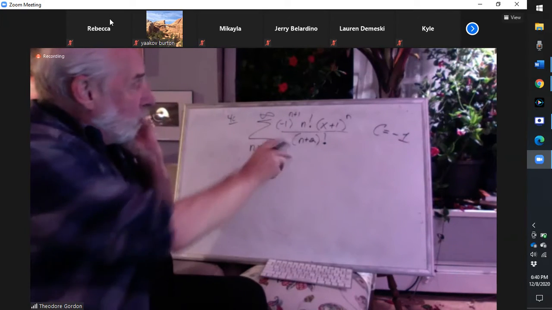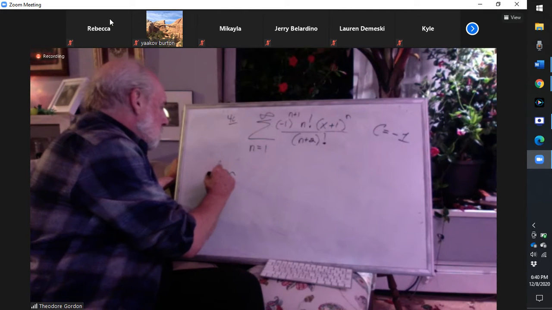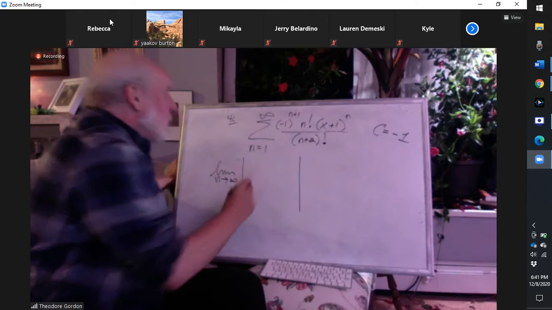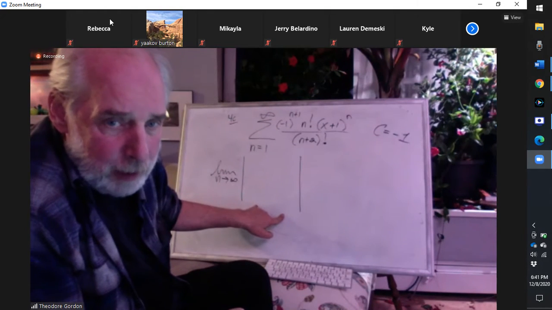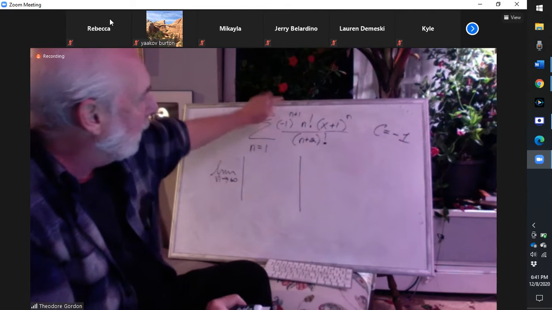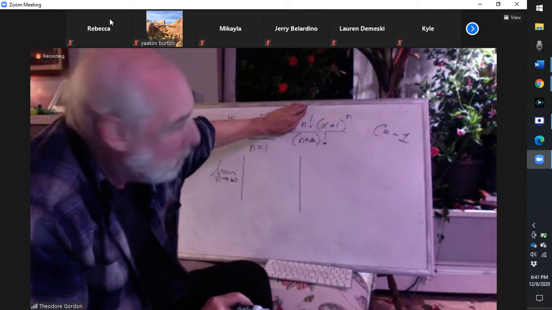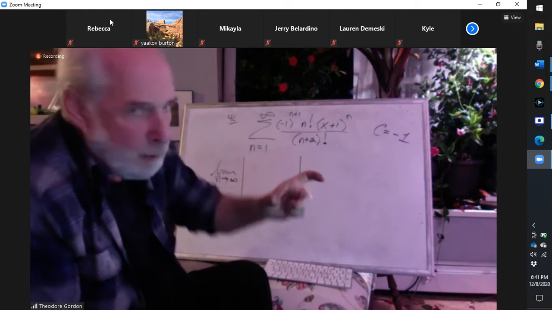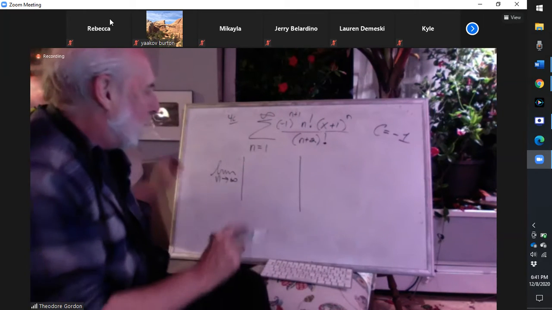So we go right to the ratio test. Because of these absolute value signs, when you do the ratio test, you completely ignore this. All we're looking at is this. The only time we use these is if we have a finite interval of convergence and we have endpoints that we need to check.